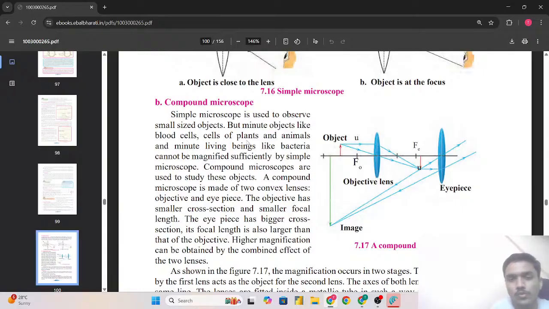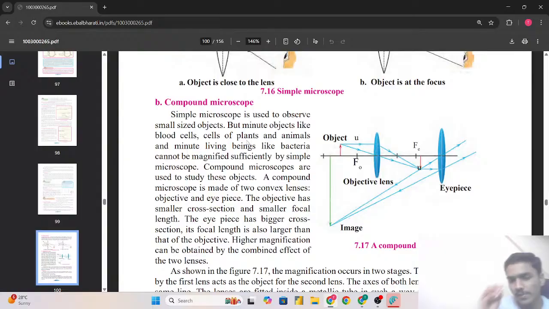For that, we have to shift towards another kind of instrument, that is the compound microscope. So compound microscopes are used to study these objects. A compound microscope is made up of two convex lenses, the objective and the eyepiece. The objective has a smaller cross section and smaller focal length. The eyepiece has a bigger cross section. Its focal length is also larger than that of the objective. Higher magnification can be obtained by the combined effect of the two lenses.